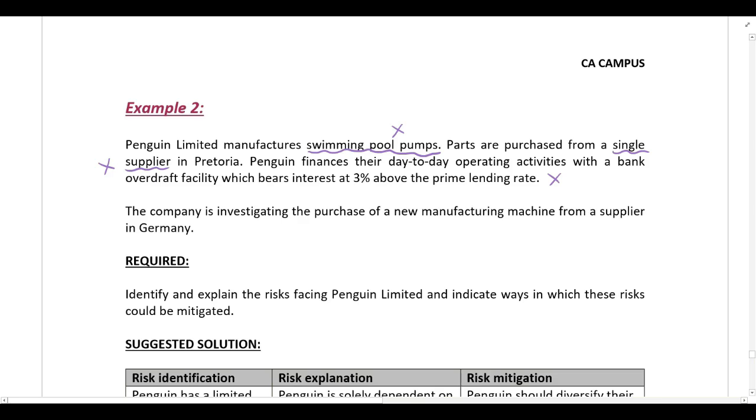Remember, guys, we haven't yet looked at the required. We don't yet know what the required is going to ask for. So when you're reading through the scenario, you are just identifying positive and negative points. Then we are told that the company is investigating the purchase of a new manufacturing machine from a supplier in Germany. That is going to expose the company to currency risk.